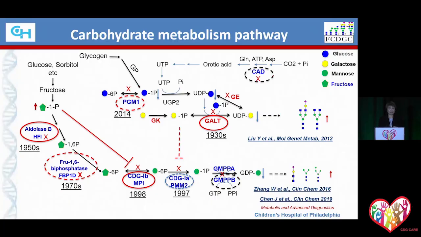Both conditions cause disease because they accumulate fructose 1-phosphate, and fructose 1-phosphate is a potent inhibitor of MPI. So basically they have a secondary MPI-CDG, CDG1B, and they can be easily treated by removing fructose from the diet. So I think these two will probably make the newborn screening people very happy. There are a lot of other highly treatable conditions that we want to screen, but we don't know the frequency and prevalence very well.